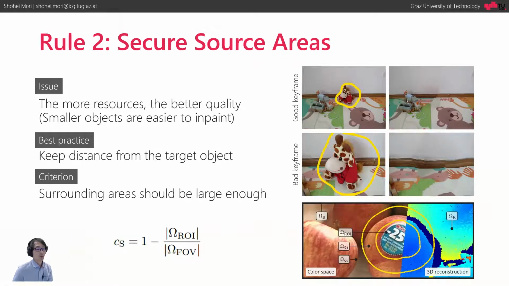Rule 2. Secure source areas. When more pixel resources are given, it is easier to inpaint a region of interest. More pixel variations can omit noticeable repetition in the inpainted area. The best practice for this issue is to simply keep the distance from the target object in practice, but the system should tell that to the user. We measure how many pixels occupy the field of view.